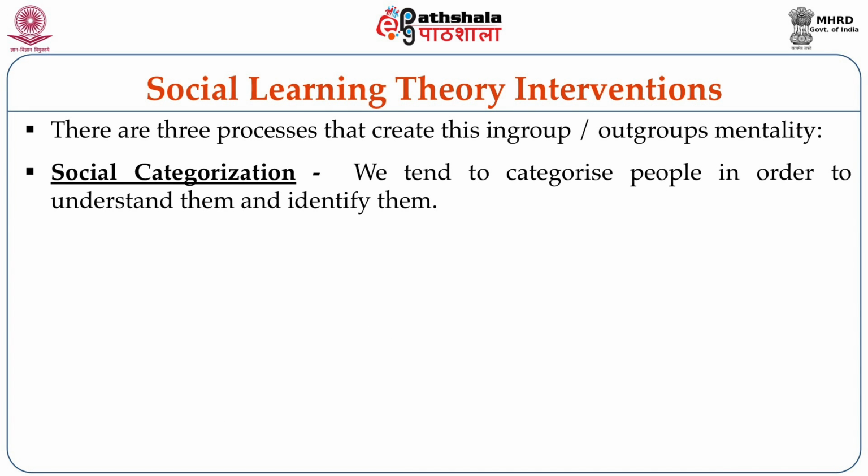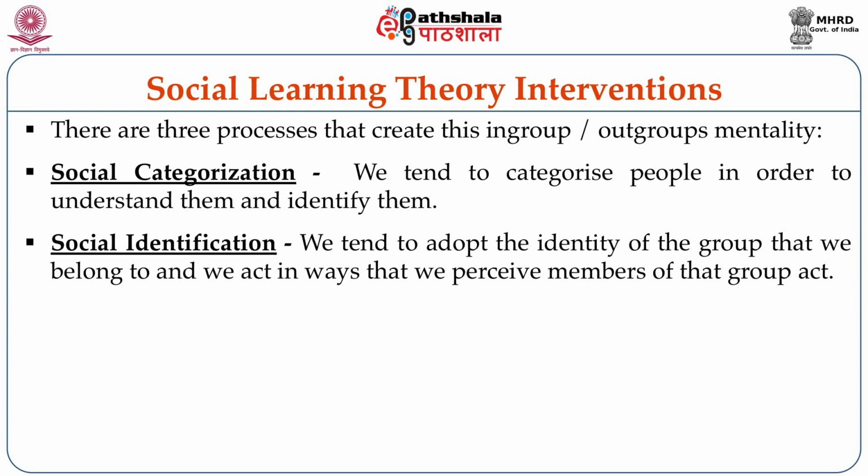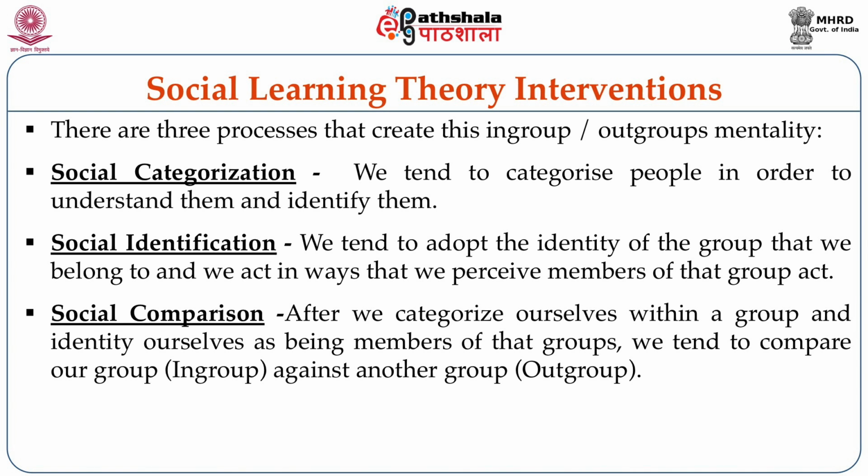This becomes important in understanding that there are three processes that create this in-group, out-group mentality. The first is titled social categorization. We need to categorize people in order to understand them and identify them. Second is known as social identification. We tend to adopt the identity of the group that we belong to, and we act in ways that we perceive members of that particular group act. Thirdly, social comparison. After we categorize ourselves within a group and identify ourselves as being members of that particular group, we tend to compare our group, that is the in-group, against the other group, which is the out-group. These processes need to be kept in mind when working with clients in the field.